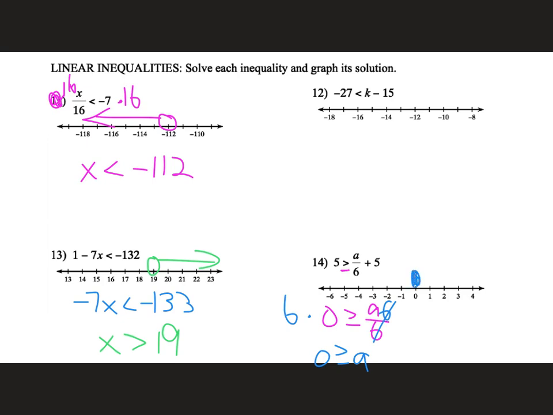Since we have a less than or equal to, we're going to have a closed dot, and then we're going to go to the left. Again, if you have questions on this topic, let us know.